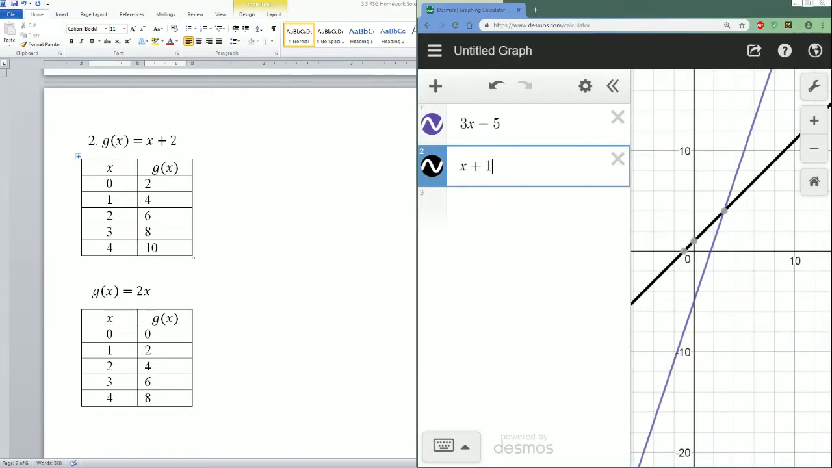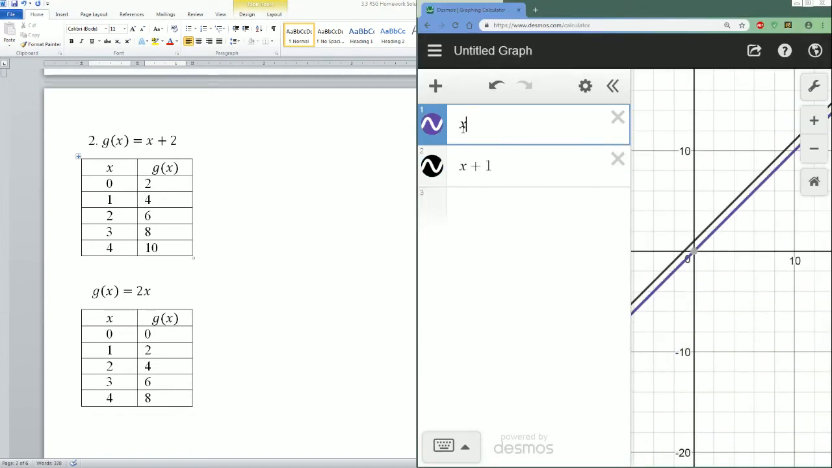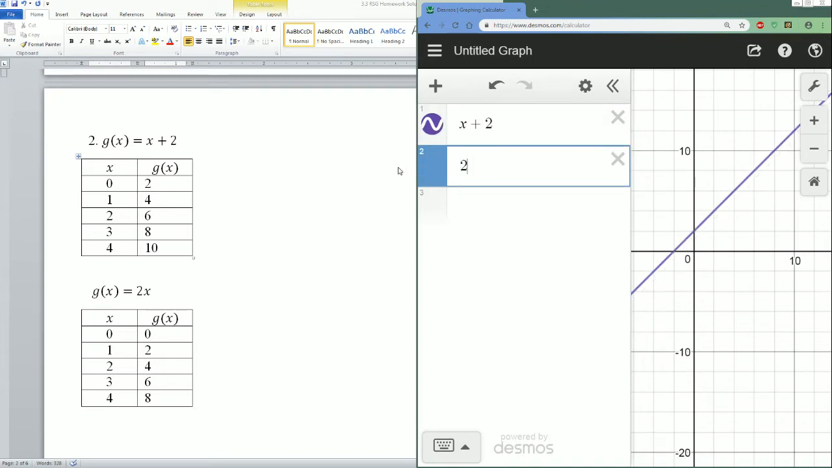Let's see if decimals can help us out here. x plus 2, and the other one was 2x. Yep, there is a 2, 4.